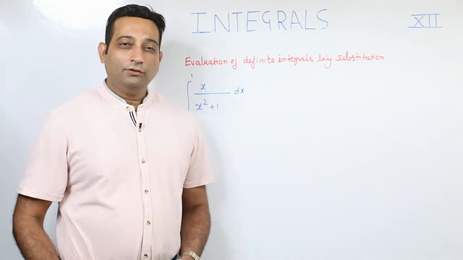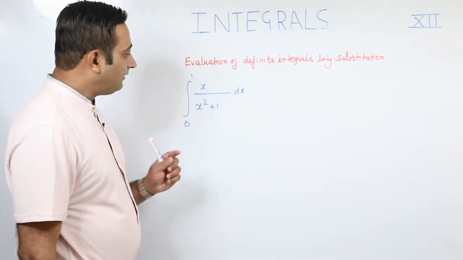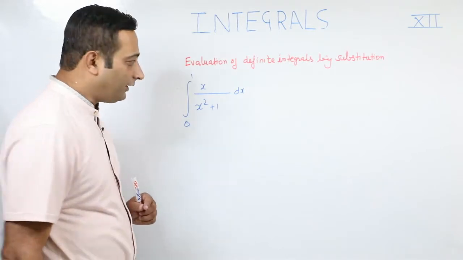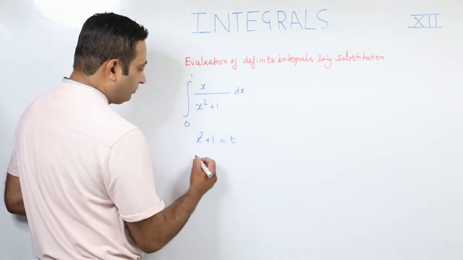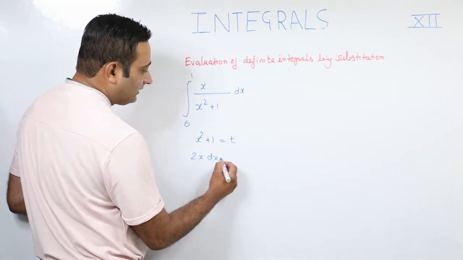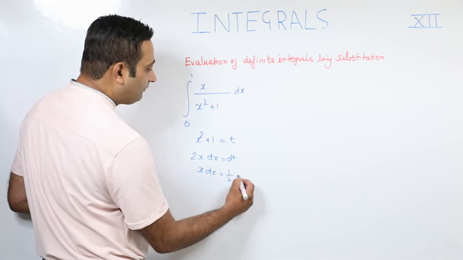Dear student, let us solve some more problems. We have the integral of x upon x square plus 1 and the limits are from 0 to 1. Now we'll substitute x square plus 1 as t. So the derivative is 2x dx equal to dt. That means x dx is equal to half dt.